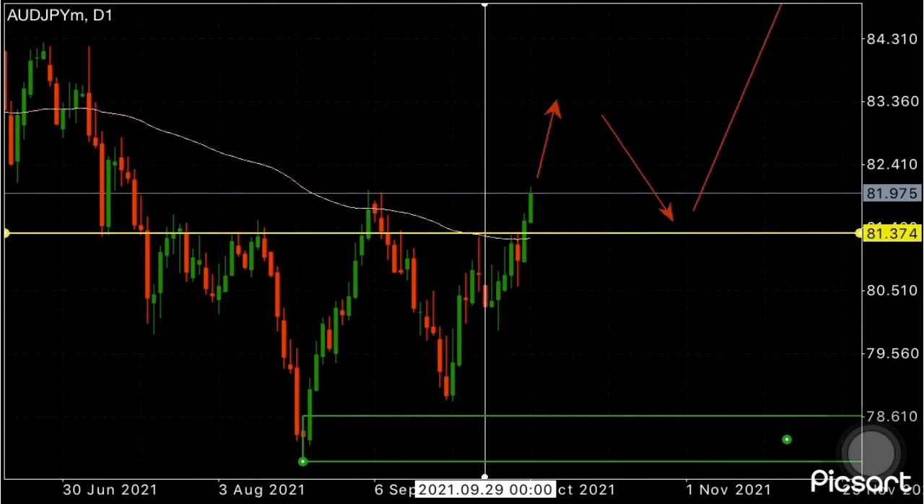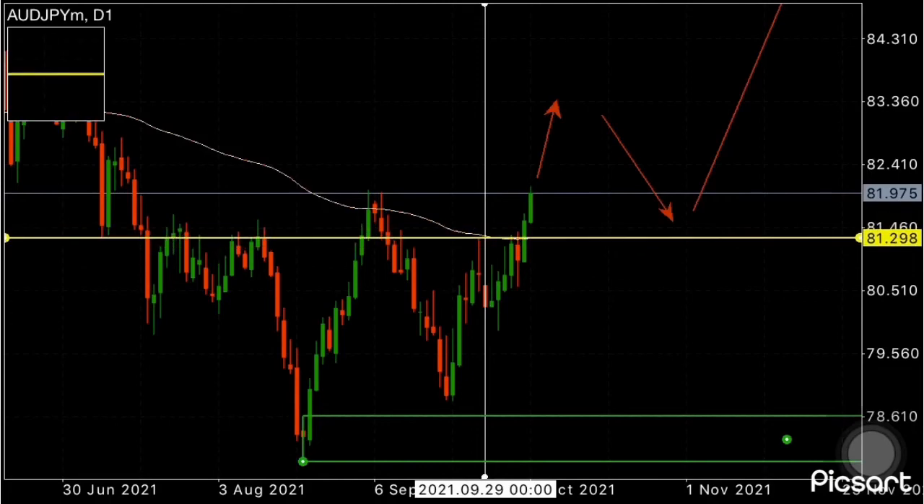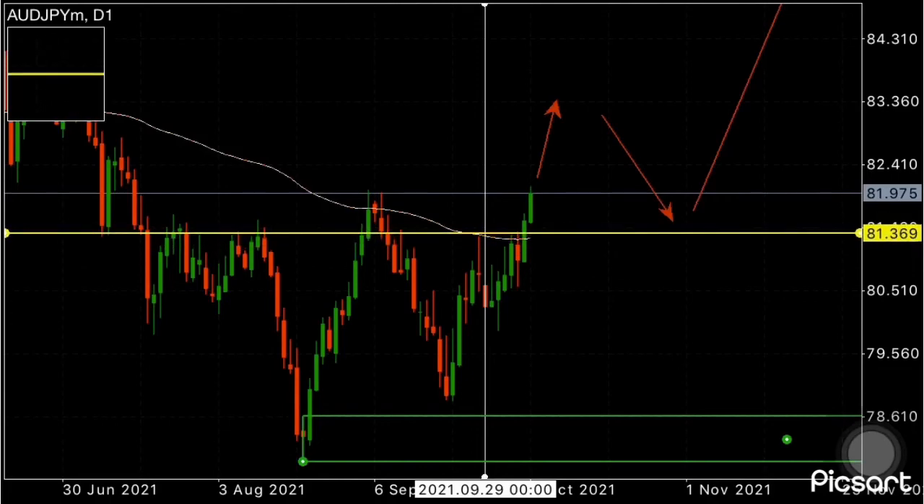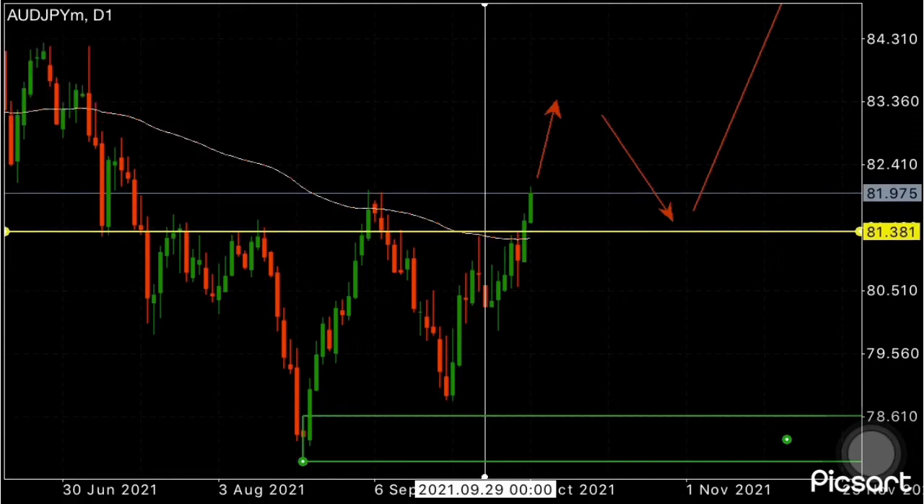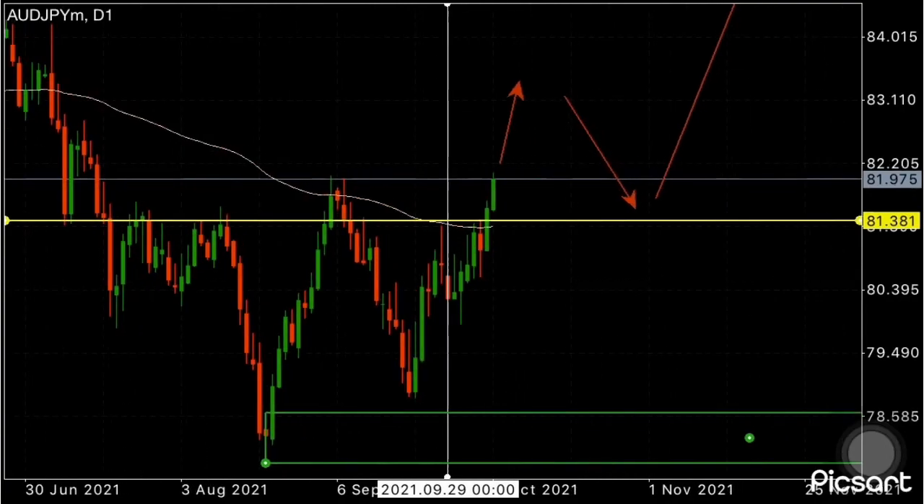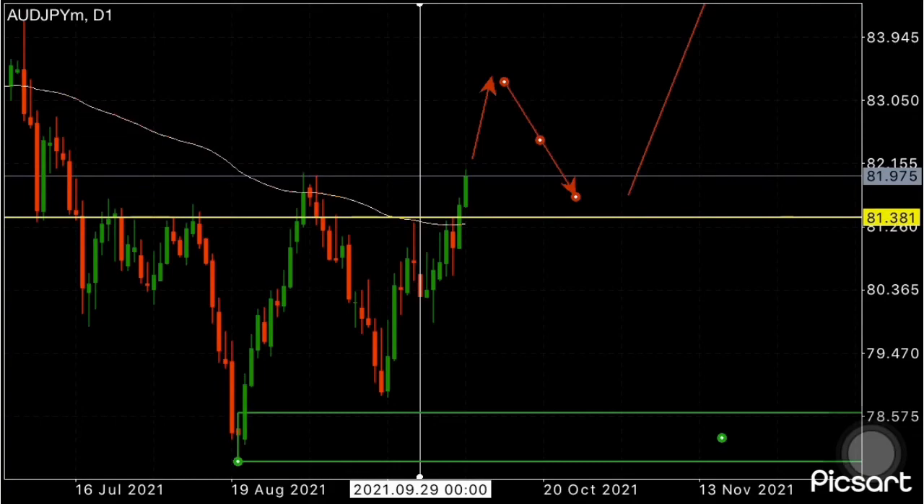AUDJPY, our sentiment here is bullish. Price has broken and closed above our technical moving average here. So we expect maybe one more week on the bullish side. Then we expect to see a resistance level being formed, and for price to come back to retest this support level, bounce off it, and move further to the upside, guys. So that's our analysis and our trade idea for the AUDJPY.